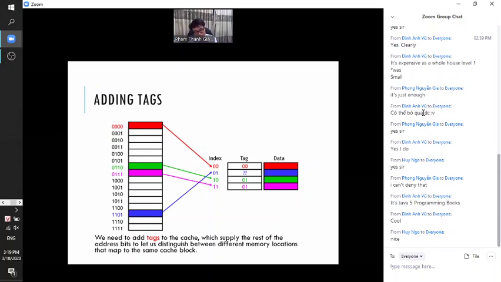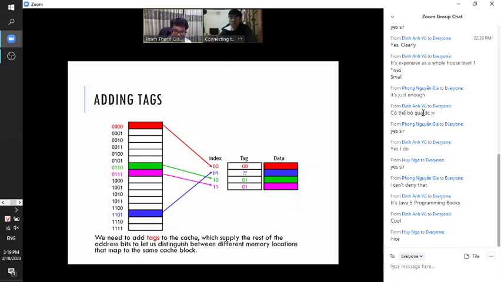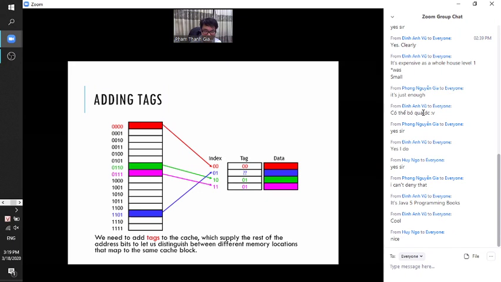Okay, first, let's ask question one. There are two things to define the address of the match between the address in the memory and the cache. It needs two things. One is a tag and the second is an index.